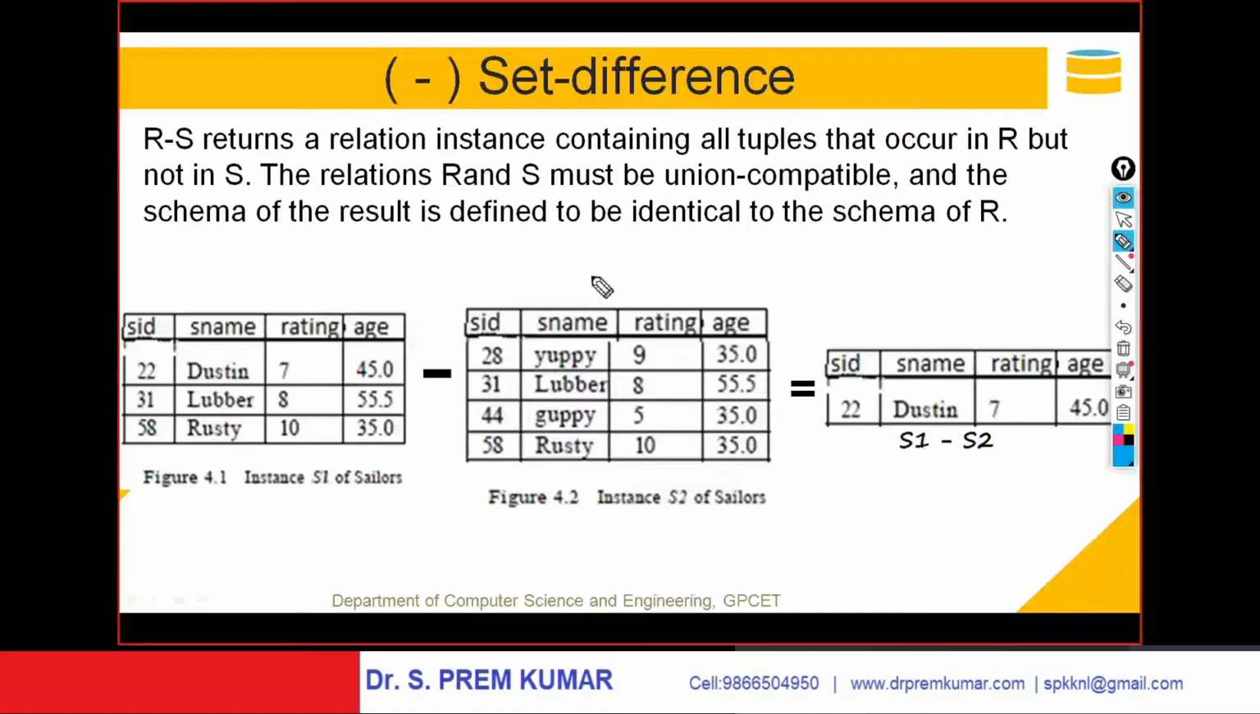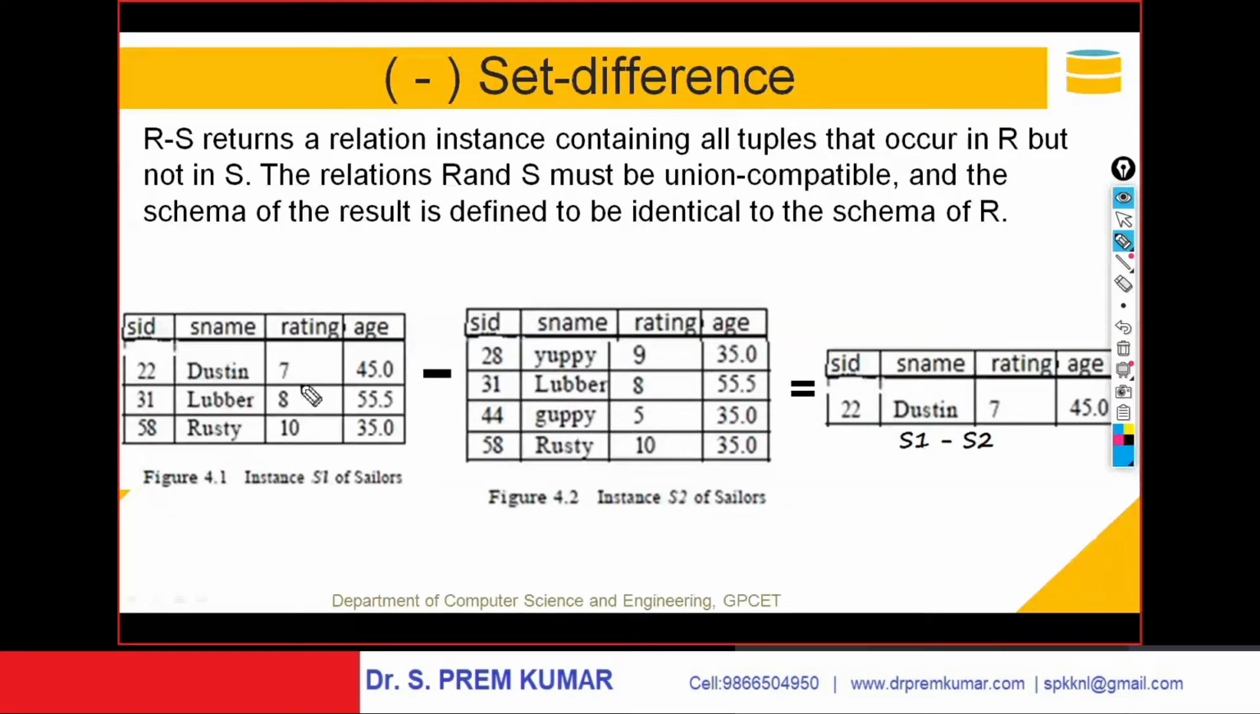And the third point, after having union compatibility, if I go with the difference operation, the difference operator is represented by the minus symbol. Now you observe here, the elements which are available in the first set but not in the second set will be resulted. The tuples should not be in the second set. Only those tuples are resultant.